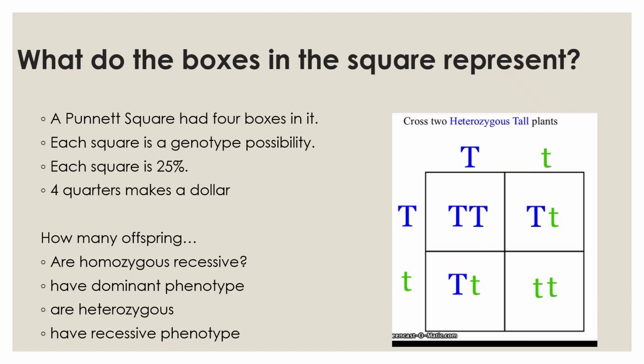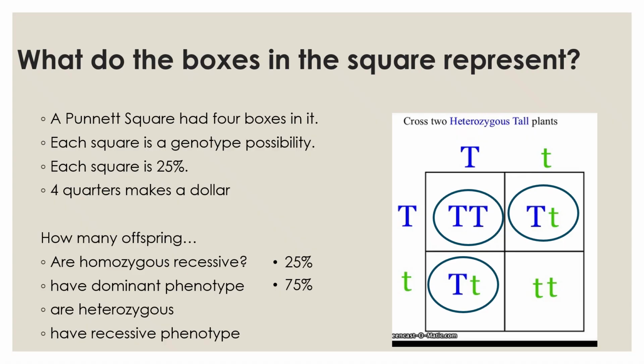So let's evaluate this Punnett square right here. How many of the offspring are homozygous recessive? Well, we take a look at the Punnett square here. We remember homozygous recessive means there are 2 recessive alleles in the genotype. One box has the 2 recessive alleles, so 25% of the offspring are homozygous recessive.